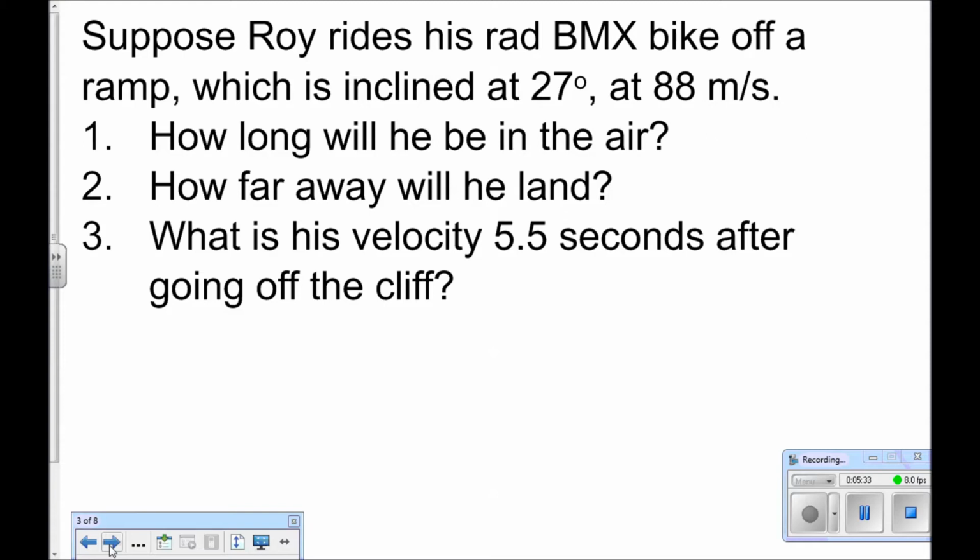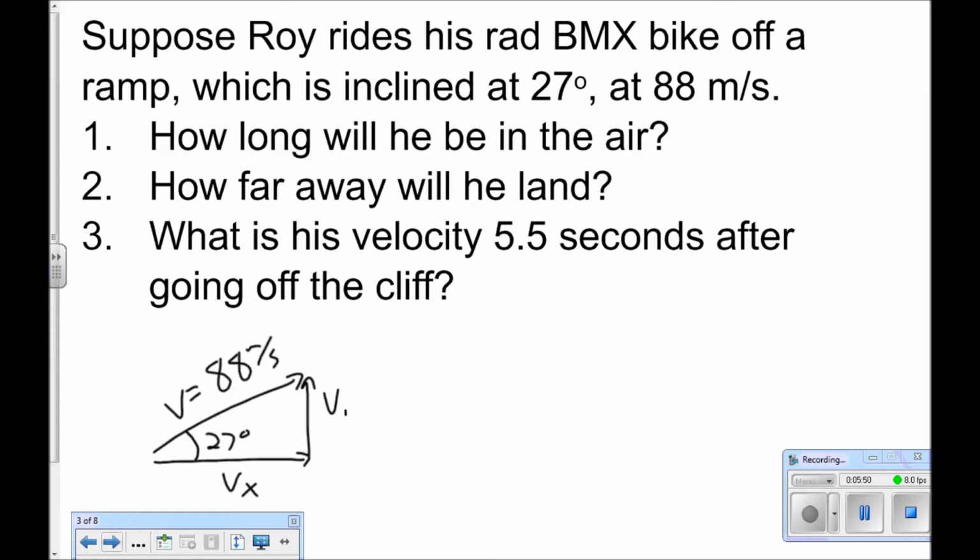Here we go. The first thing you want to do is make a drawing of the starting conditions. So the idea is when we first go off of the ramp, we're moving at a ridiculous 88 meters a second at an angle of 27 degrees. So we're going to need to find out our horizontal velocity and our vertical velocity. So pause the video and find those two things and make sure you get the right answers, okay?